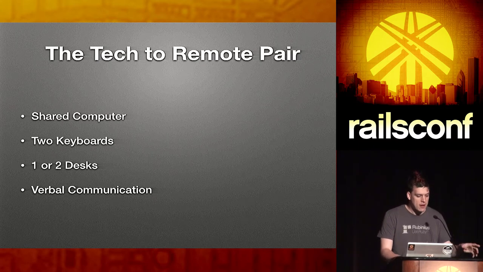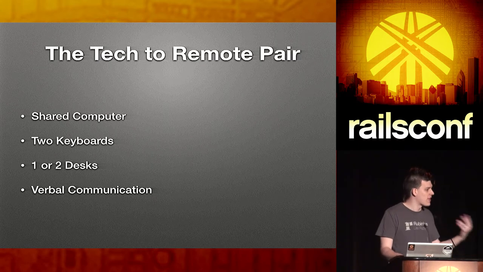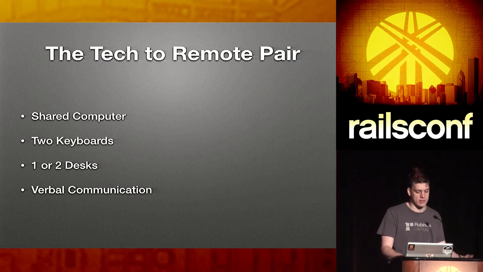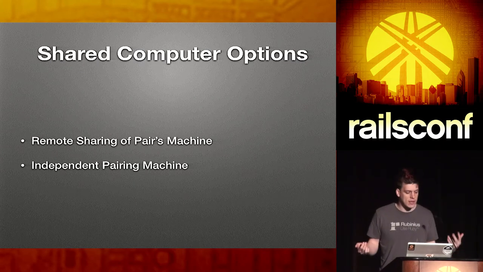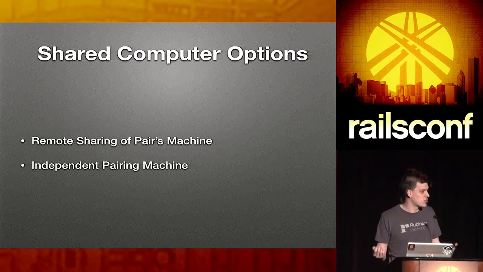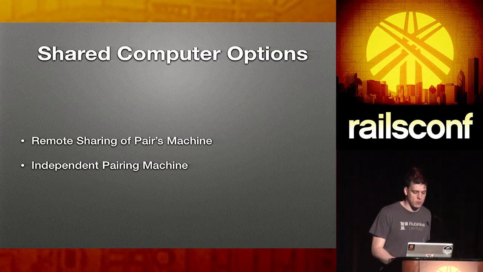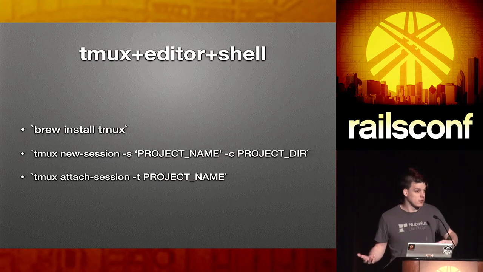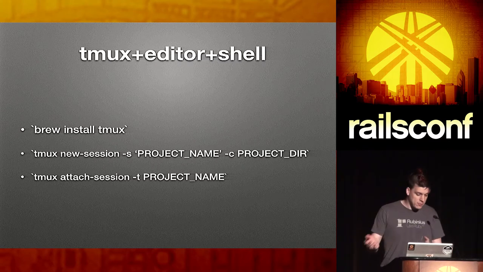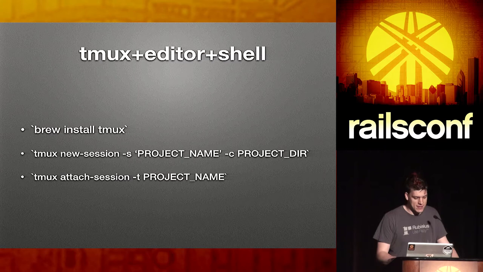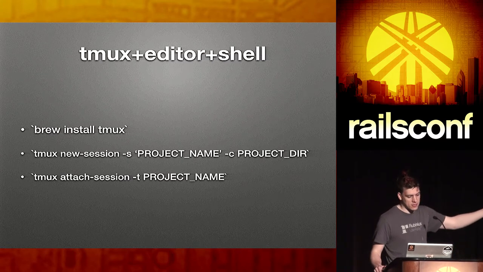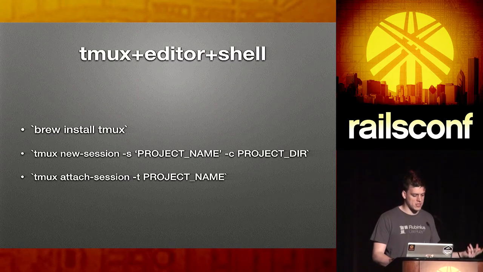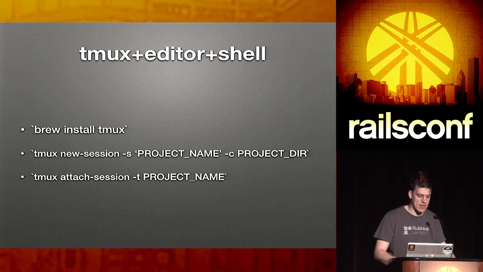So let's take a look at the shared computer side and what do we do to solve that problem instead of having a physical computer specifically in front of us. You've got two real options, which is remote sharing of a pair's machine, that's just turning on the remote login capability which has SSH and now you're in there, or an independent pairing machine. Now your solutions for that, you could have Tmux plus editor plus shell as long as you're using a terminal editor, which if you don't, I'm sorry, but we've got other solutions here for you. So you've got basically installing Tmux, running a new session with your project name, and then your pair attaches to the session with that project name.